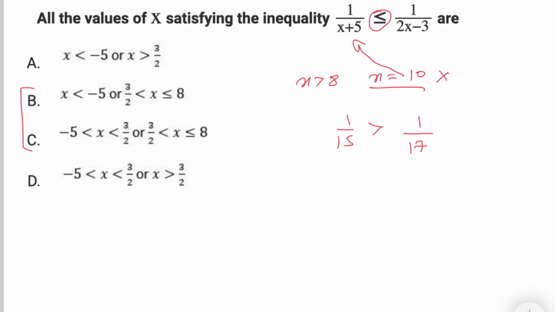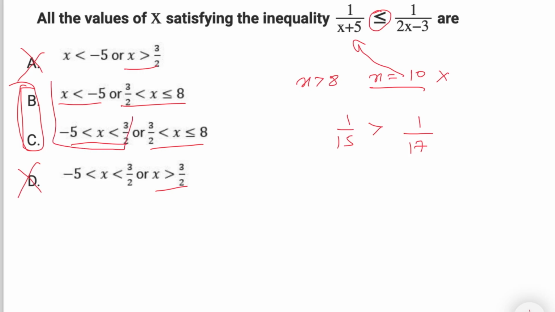So that rules out the A option and the D option directly, because in the A and the D options, x has been mentioned as greater than 3 by 2. No, not acceptable. So my answer has to be either the B or the C option, right? The difference between the B and the C options is the B option tells us that x is less than minus 5 or x is between 3 by 2 and 8. The C option tells us that x is between minus 5 and 3 by 2 or between 3 by 2 and 8. So the difference of these two options is the left hand side, this particular part.